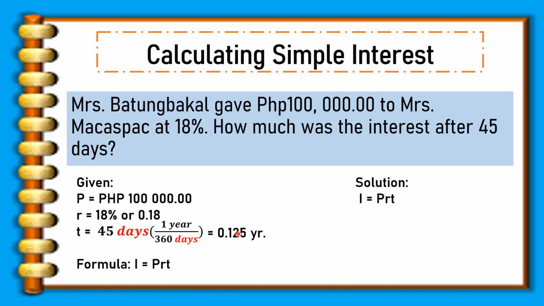For the solution, simply input all these values into the formula and replace P by 100,000, R by 0.18, and time by 0.125. Multiplying these numbers, it will result to 2,250 pesos. Therefore, the payment for the use of money after 45 days is 2,250 pesos.